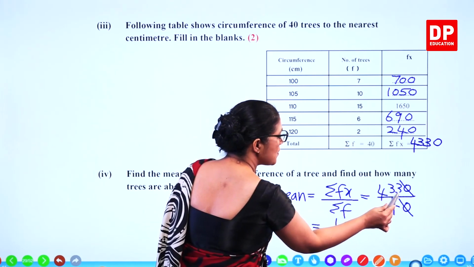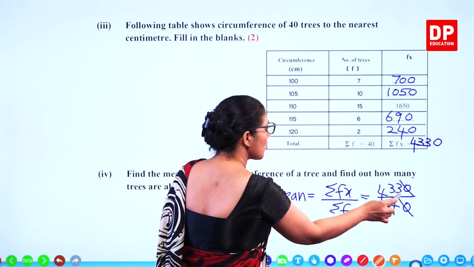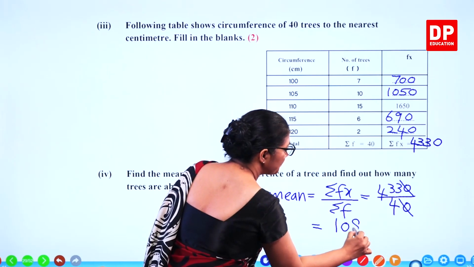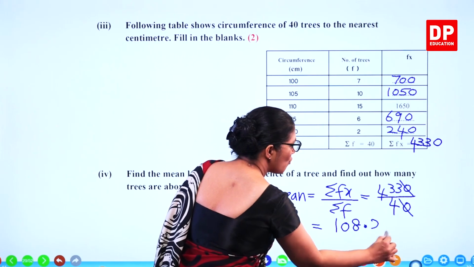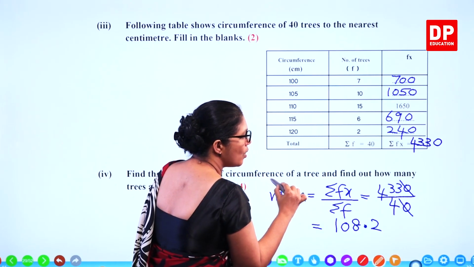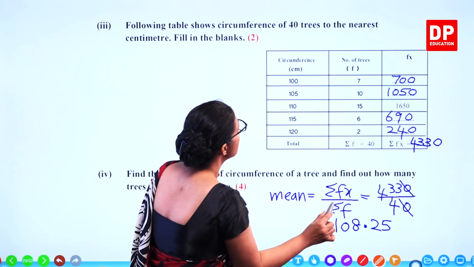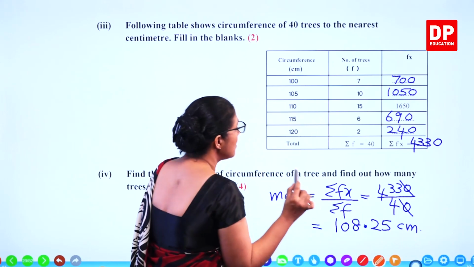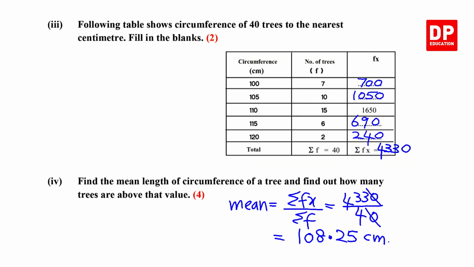5, 4 times 6. So 30, 32. So 4 times 8, 32. And for 10, 4 times 2, 8. And for 20, that's 5. So this is the mean circumference value. This is in centimeters. So that's the value. And now find out how many trees are above that value.